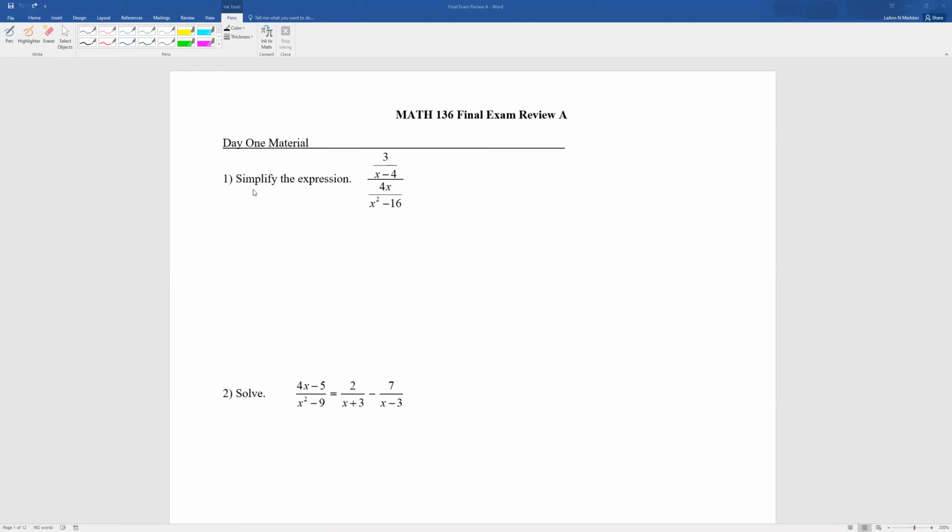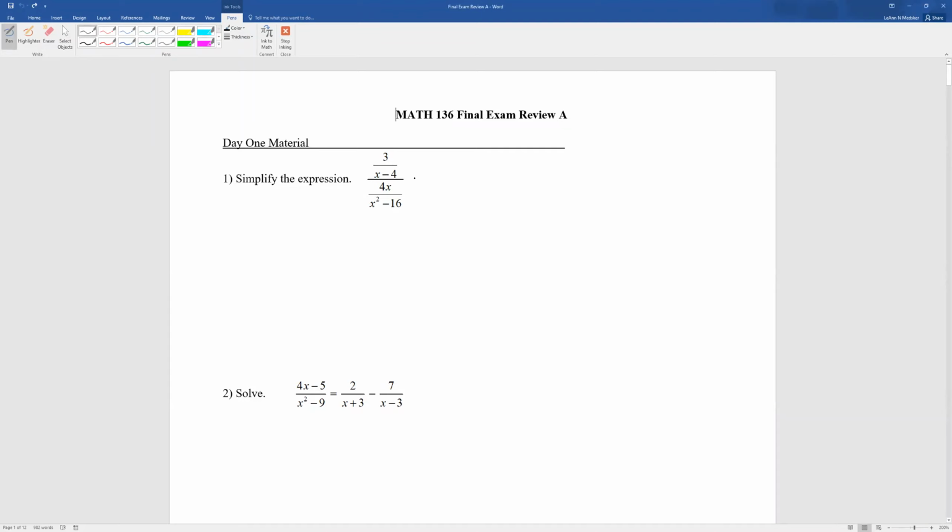So looking at the first example, it says simplify the expression, and we have this complex rational expression because it's fractions over fractions. And since this one is a single fraction over a single fraction, the easiest method to deal with this is to use multiplying by the reciprocal. If there were multiple fractions on top and bottom, we might want to check the LCD method, or you could still use multiplying by the reciprocal, but you would have to combine the fractions first before doing that.